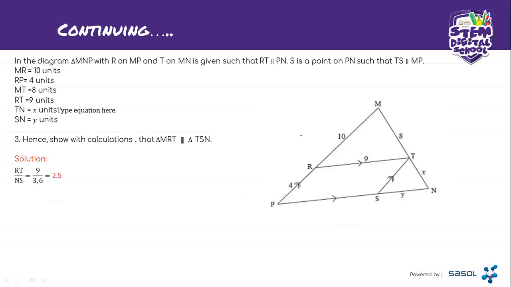Okay, now first we are going to be proving that with what? With ratios, proportional side, and then we set RT. Where's RT? This is RT, which is 9. RT divided by NS. And then it's 9 divided by 3,6. Remember, we've determined Y 3,6. Then you give us what? 2,5. And then we say TM.